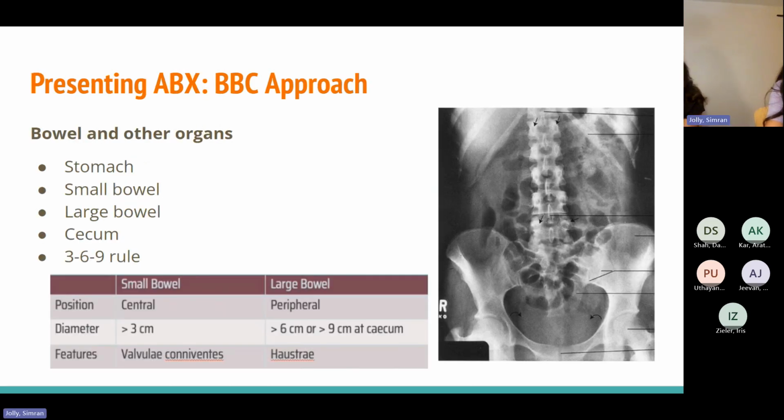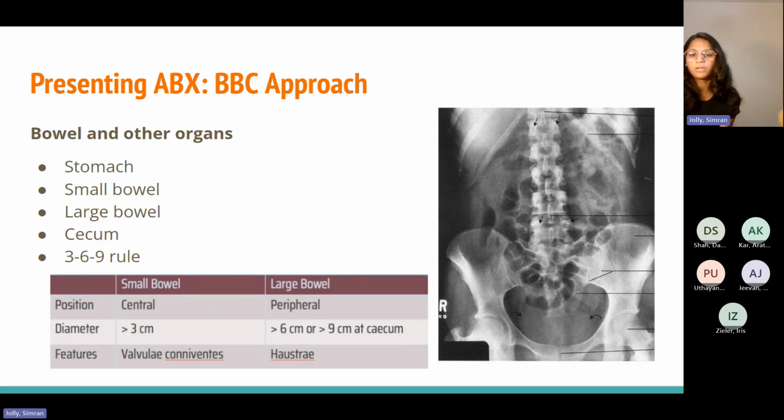Okay, and the main bulk of interpreting is the BBC approach. So B stands for bowel and other organs. So here you can see we're mainly looking at this small bowel, which will be in the center of the image, and you should be able to tell this because they'll have mucosal folds that would span the full width of the bowel, and these are called valvulae conniventes.